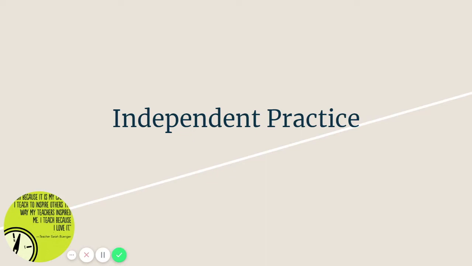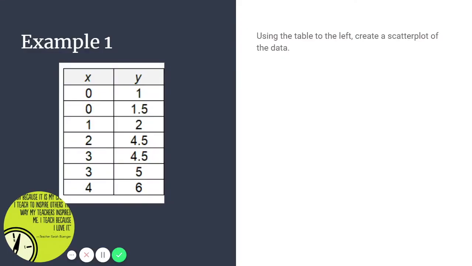Welcome back. It is now time to complete your independent practice. Here is example number 1. Using the table to the left, create a scatter plot of the data. Please pause the video at this time. Take out your paper and pencil, and using your notes, try to construct a scatter plot representing this data. When you are ready, press play so that we can go over your answers.